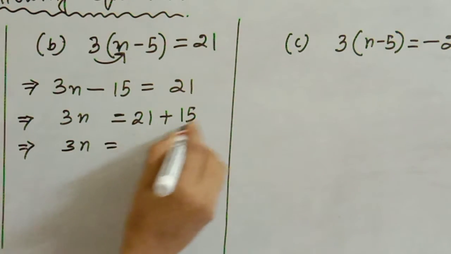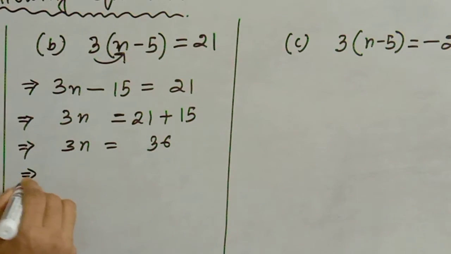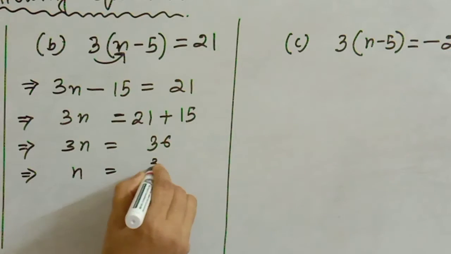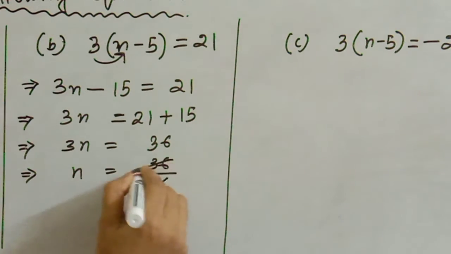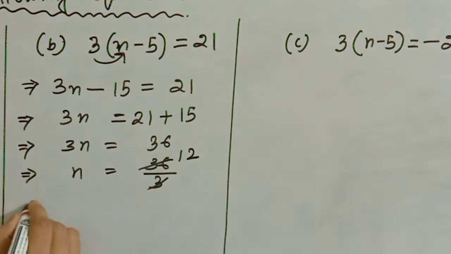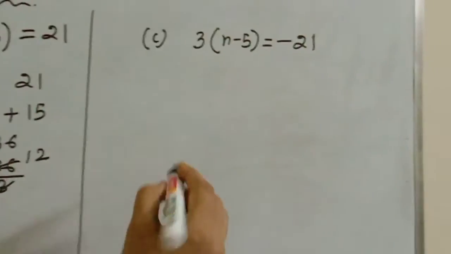3n is equal to 36. n is equal to 36 by 3. 3 was multiplied here, so 3 will go down, dividing: it is 12. Therefore, the value of n is equal to 12. Next question.